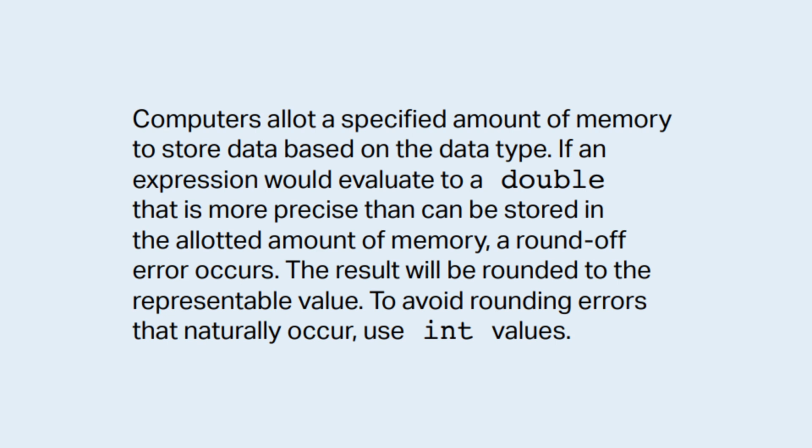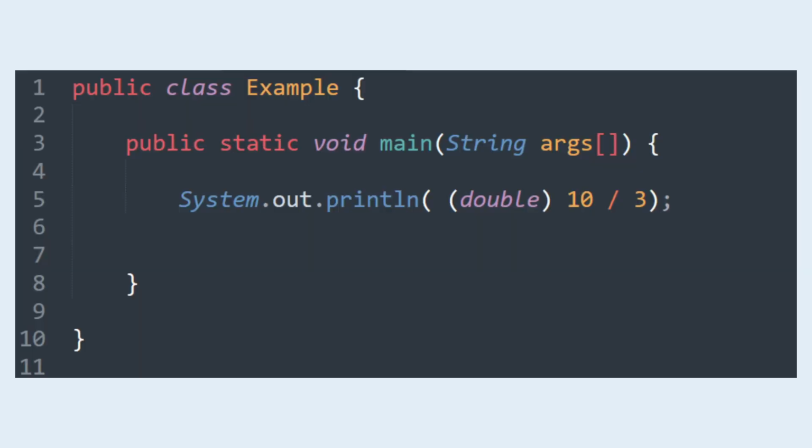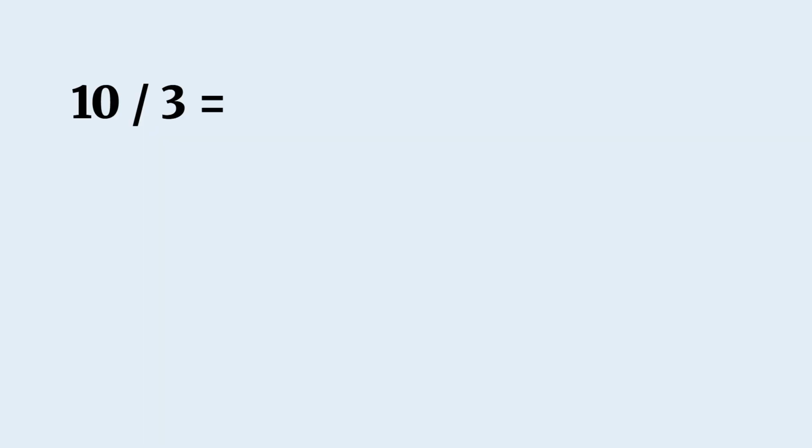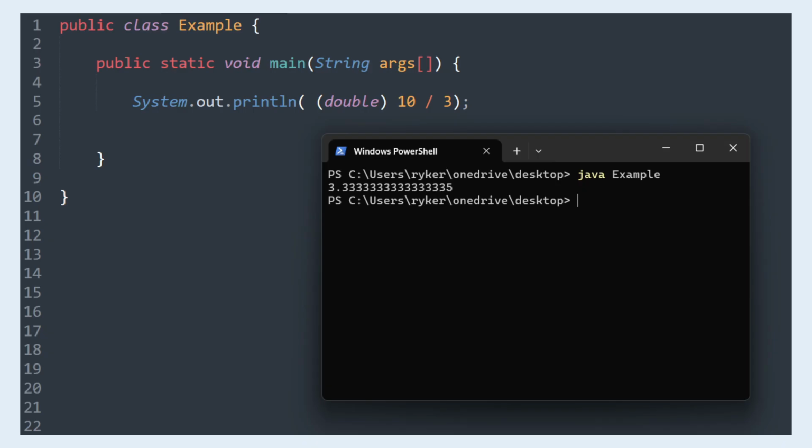The result will be rounded to the representable value. To avoid rounding errors that naturally occur, use int values. Let's set up a print statement to output the value of 10 divided by 3, being 3.3 repeating. Because mathematically the evaluation is infinite, and the memory for a double is not, this results in a round-off error, with the last digit being a 5.